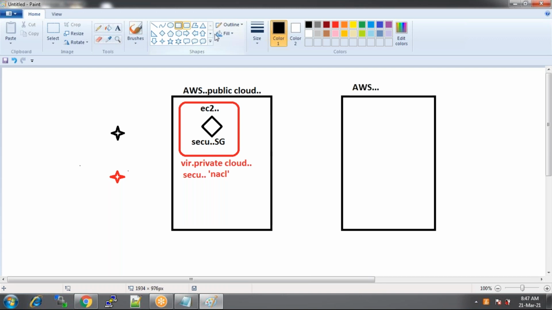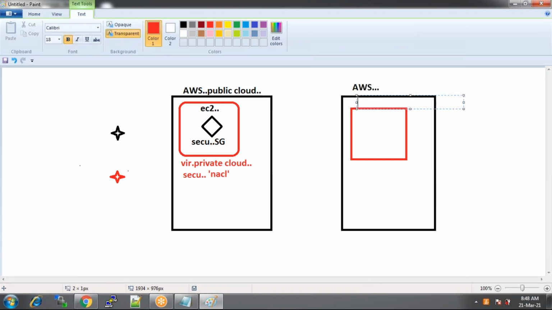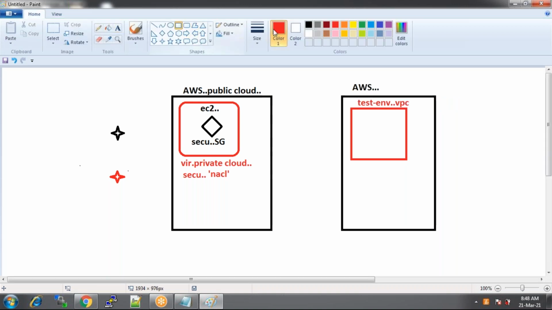There I would go with creating my own networks. We call them environments. So I'm going to create different environments. This is for the test environment, and this is my test VPC. For testers, I'm creating their own VPC so that the resources or instances in this environment can be accessed only by the testers.